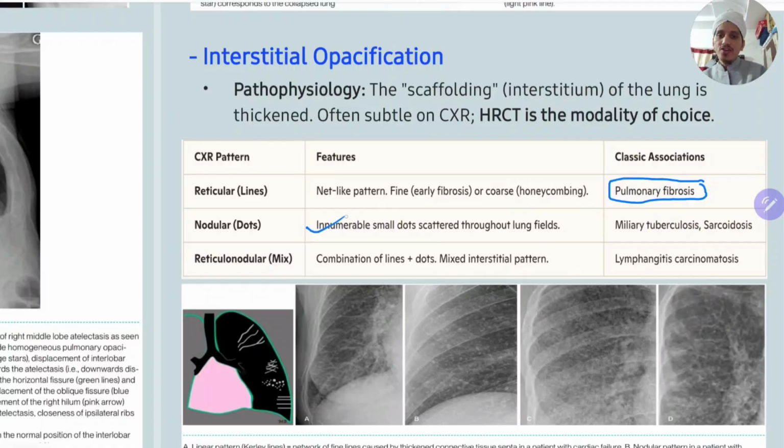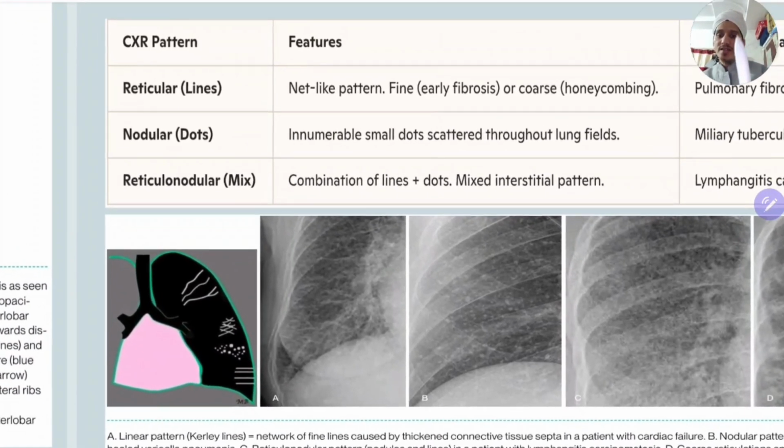Dots. So you will have innumerable small dots scattered throughout the lung fields. This is seen in miliary tuberculosis and sarcoidosis. Most common in India is miliary tuberculosis, and sarcoidosis is also one. Reticulonodular, mixing lines with dots, you see in carcinomatous lymphangitis, carcinomatosis, mixed reticulonodular pattern. So below you can see the images.